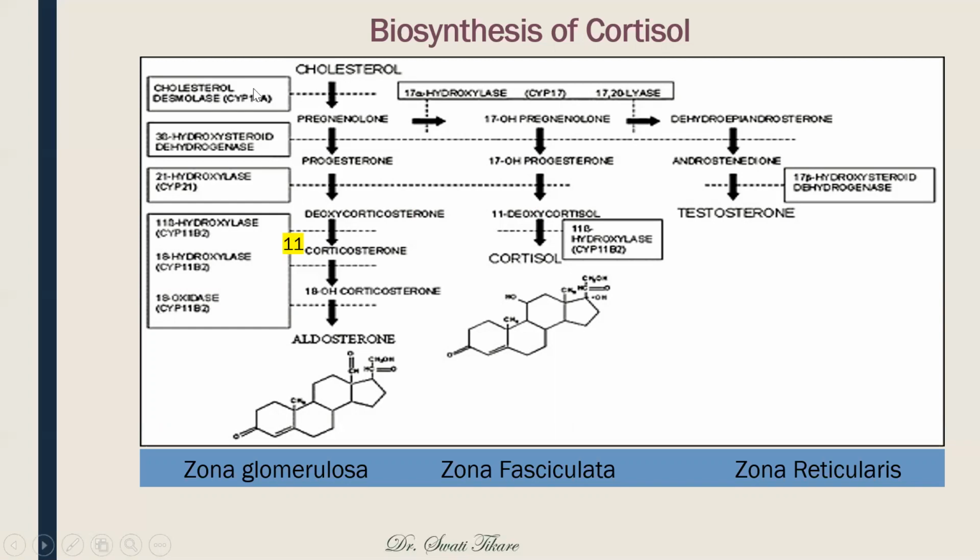So cholesterol to pregnenolone by cholesterol desmolase. Next, pregnenolone to progesterone by the enzyme 3-beta hydroxysteroid dehydrogenase. So it is converted to progesterone. Now, these two precursors, pregnenolone and progesterone, present in zona glomerulosa, can be converted to 17-hydroxypregnenolone and 17-hydroxyprogesterone by two enzymes, that is 17-alpha hydroxylase. That means the same enzyme doing both the actions.